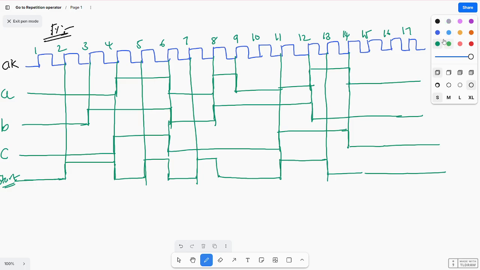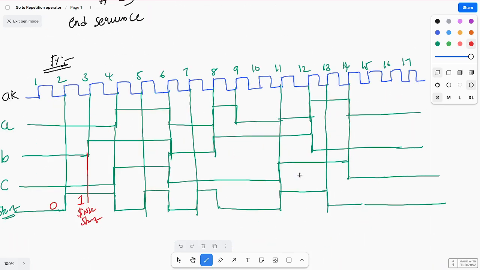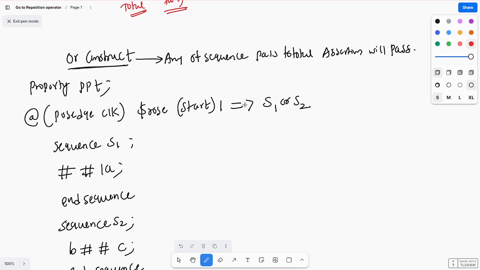First it will check for the $rose. $rose means start should go from 0 to 1. Where is it going from 0 to 1? Here, initially it is 0 and it goes to 1. So here the assertion will start, after one cycle. Why? Because it is a non-overlapping implication operator.